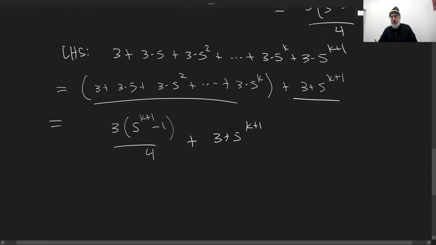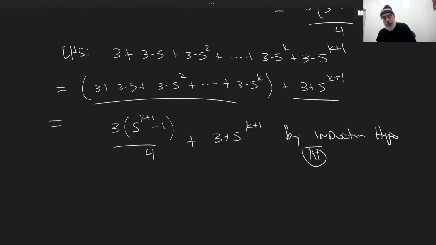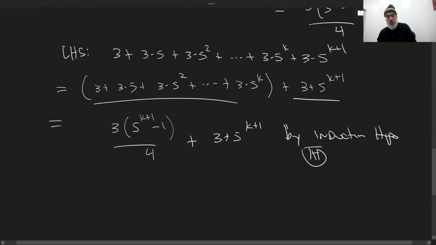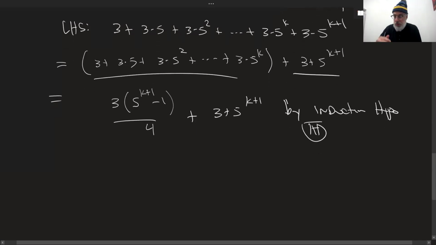All right, so again, this is by induction hypothesis, or IH. In induction proofs, you're always going to use your induction hypothesis. If you complete a proof and you haven't used your induction hypothesis, odds are that you've made some assumption along the way that you shouldn't have, or something else went horribly wrong.